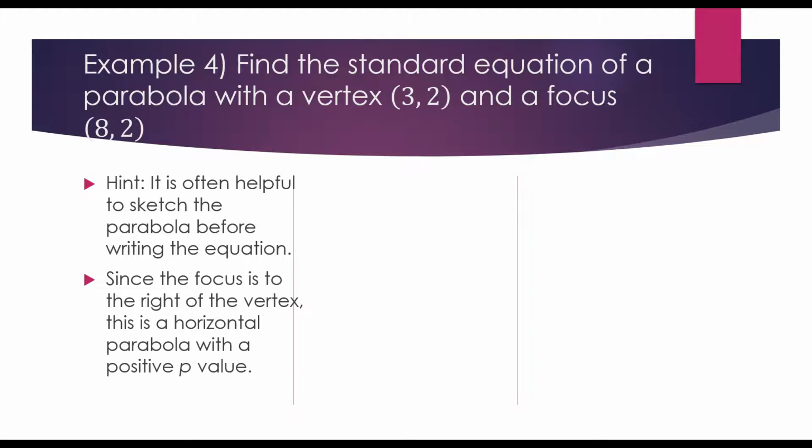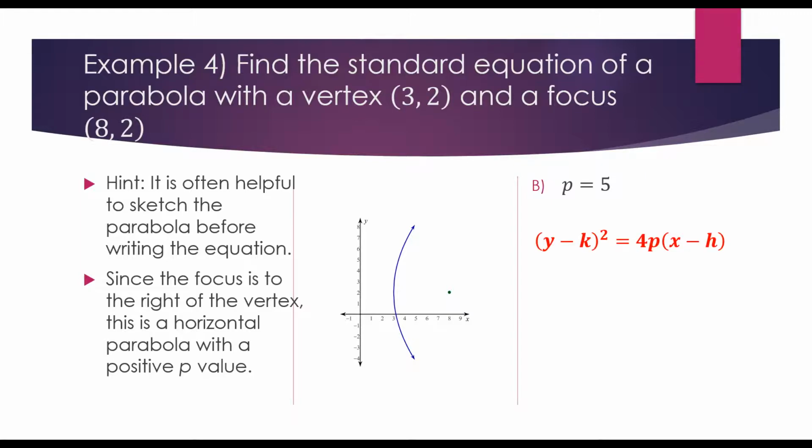Since our focus is to the right of our vertex, we know this is a horizontal parabola, and it has a positive p-value. In fact, that p-value is 5, right? If our vertex is at (3, 2) and our focus is at (8, 2), there's 5 spaces in between those 2 points. Now, if you recall, there's our standard form, (y - k)² = 4p(x - h).